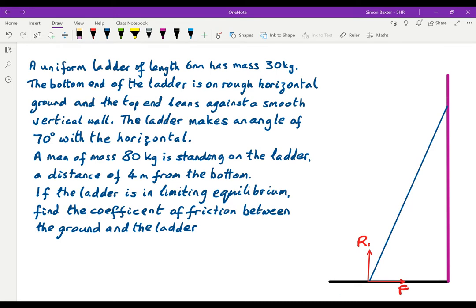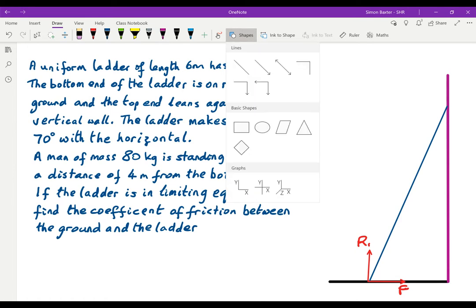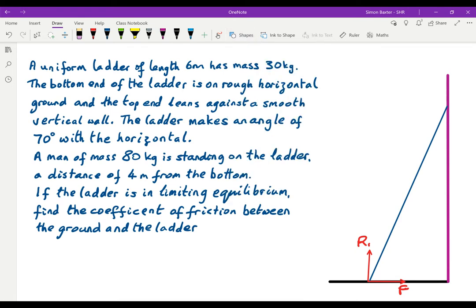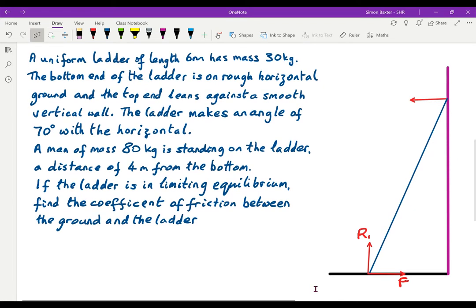Right, now let's look at the top end of the ladder. At the top end of the ladder, it's against a smooth vertical wall. Therefore, there's no friction, no force moving up and down, just a normal reaction acting outwards. Well, it would be if it drew in the right place. Let's just make that one look a little bit better. And there is the normal reaction, let's call it R2, at the top of the ladder.